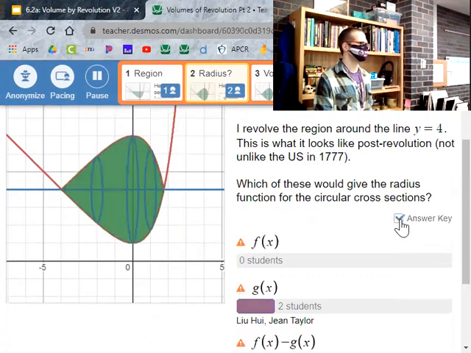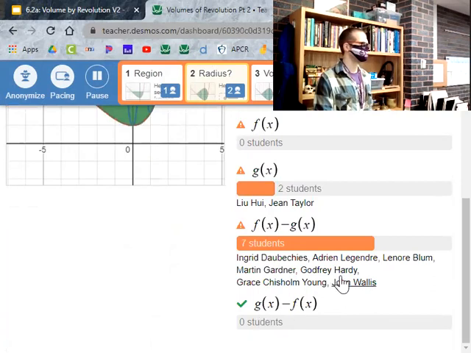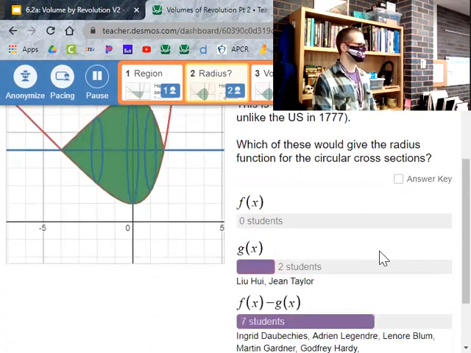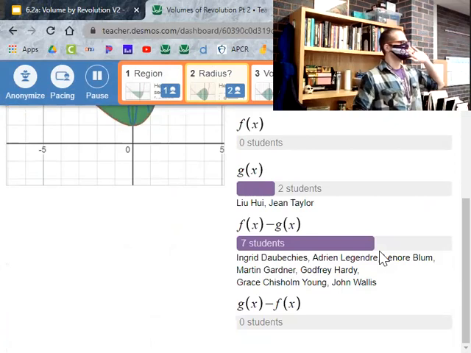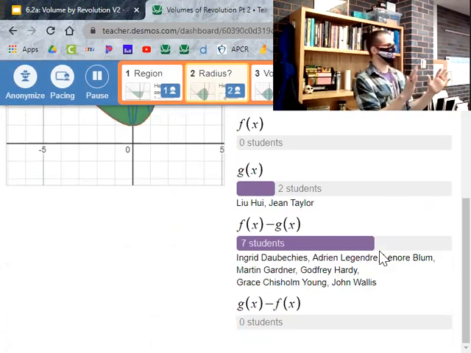Because when I show you the answer key... Oh, wait. Tessa, you were right. That's why I said just wait. I'm so smart. So let's talk about it.